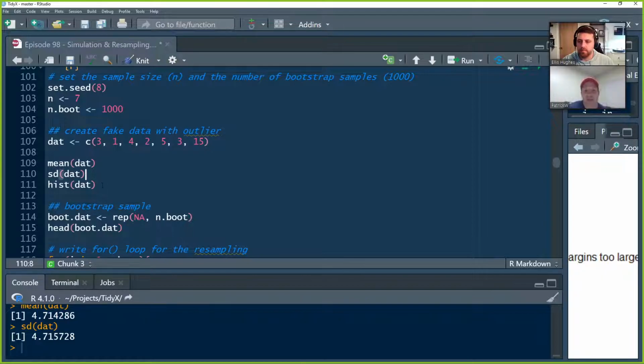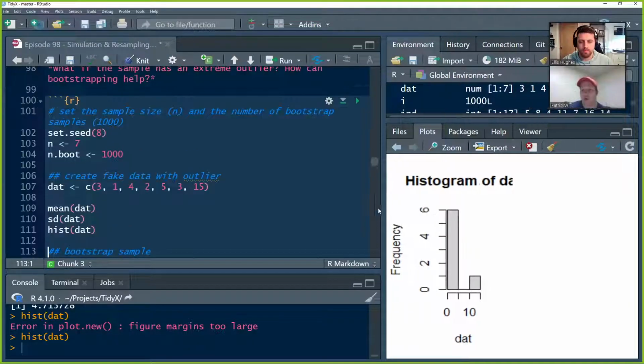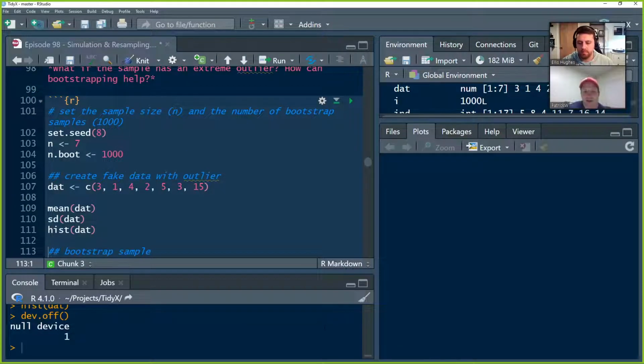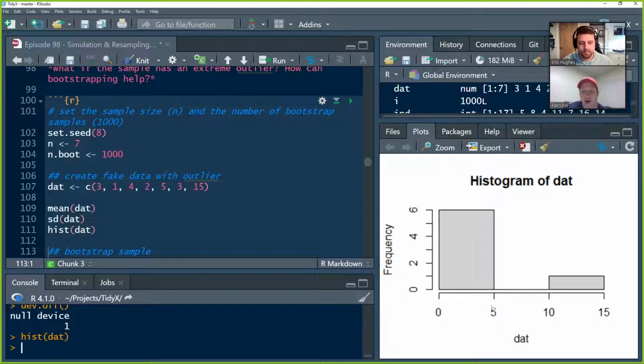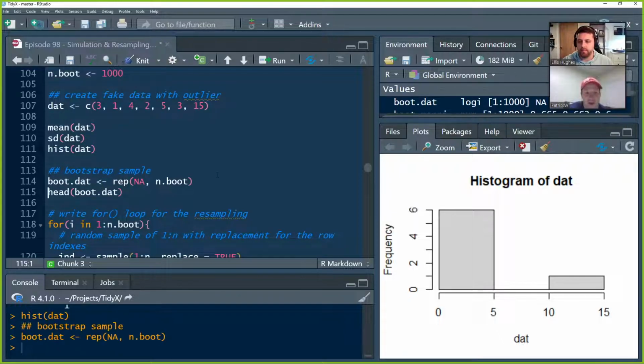And notice that the mean and the standard deviation are nearly identical. And we can plot the histogram of this, and you're going to see that it's going to look kind of wonky. Okay, so we got this one outlier point, and everything else is concentrated down below number 5. So let's try and use the bootstrap to help us. So Ellis, you want to take us through this bootstrap?